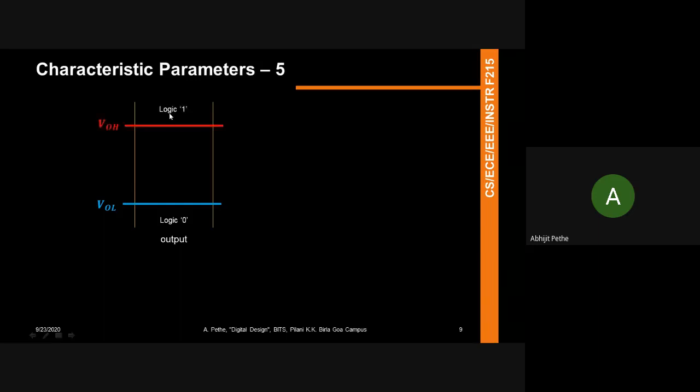And I have a VOH, which is the minimum value of voltage I can get here for me to call it a logic 1. So what you see is, if there is a voltage between VOL and VOH, it means nothing in digital logic, right? In digital logic, the gate will not know what to treat it as.